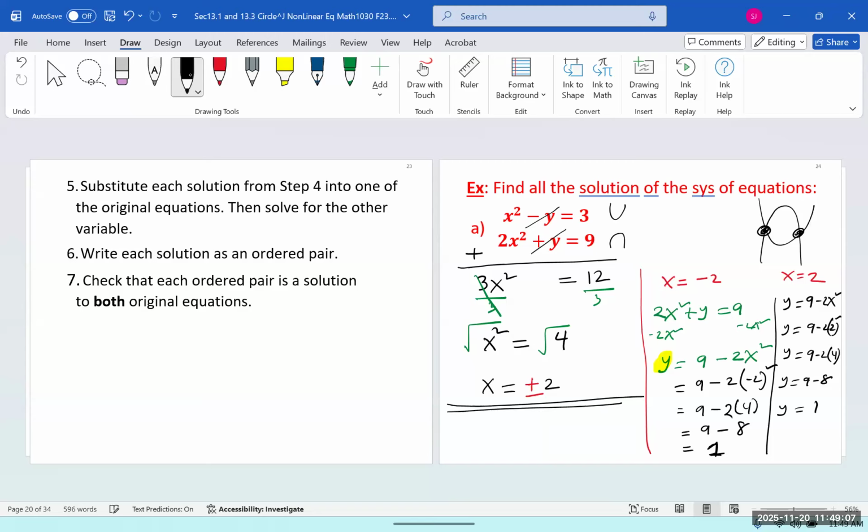And see, look at the graph. Not always. So our solution, we write as a point format. When x is -2, how much is the y? 1. And when x is +2, how much is the y? 1. So this is our solution.